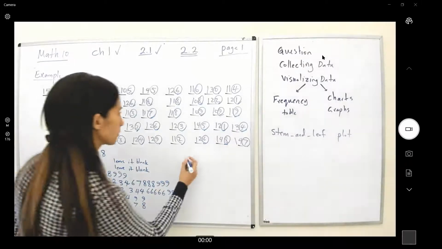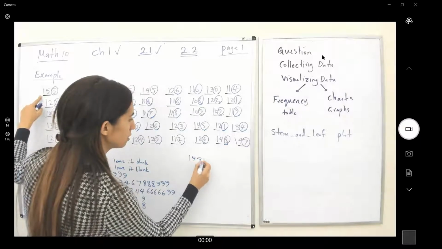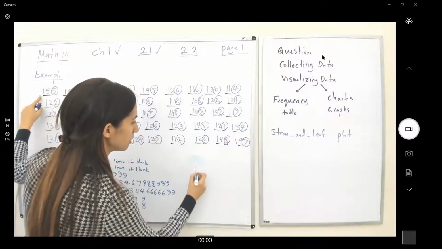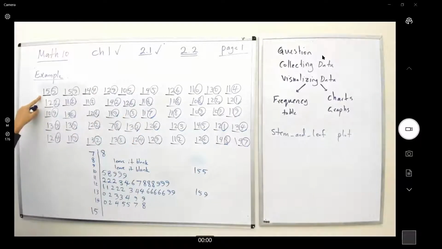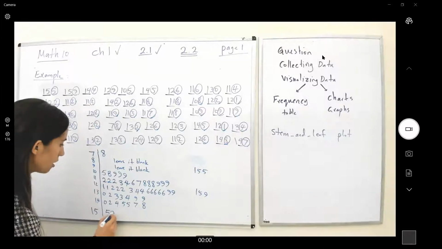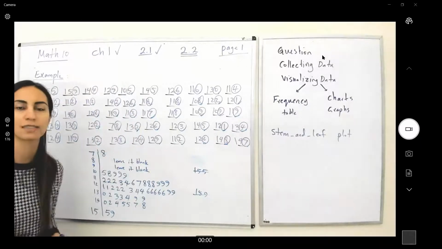Very well. What do we have here? 15.5. So let me write it here. Maybe we have smaller numbers. 15, 9. Do I have any other 15 here? Not here. How about here? Nope. Here, nope. And is that it? Yes. 5. And this is your stem plot.